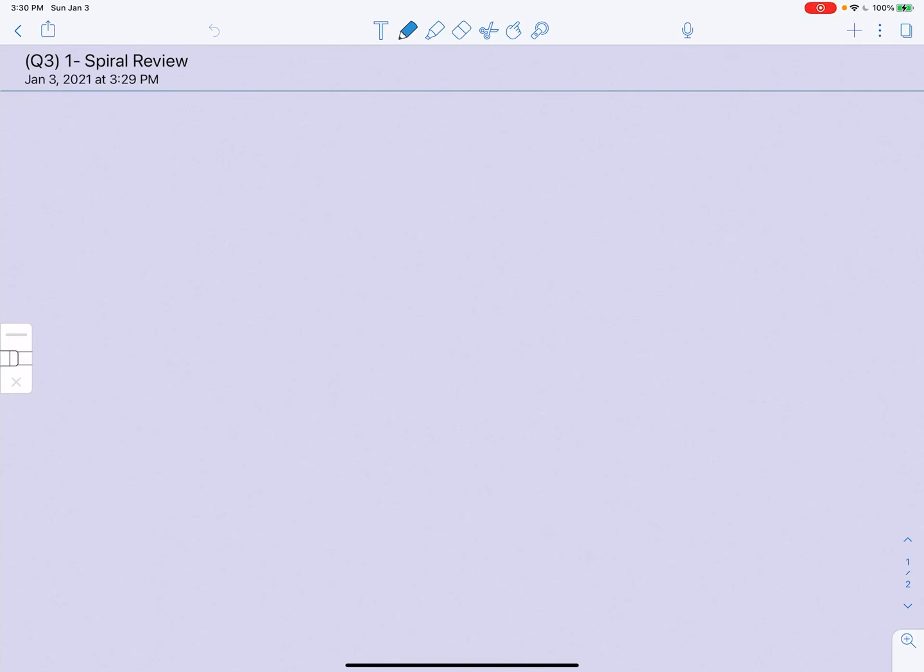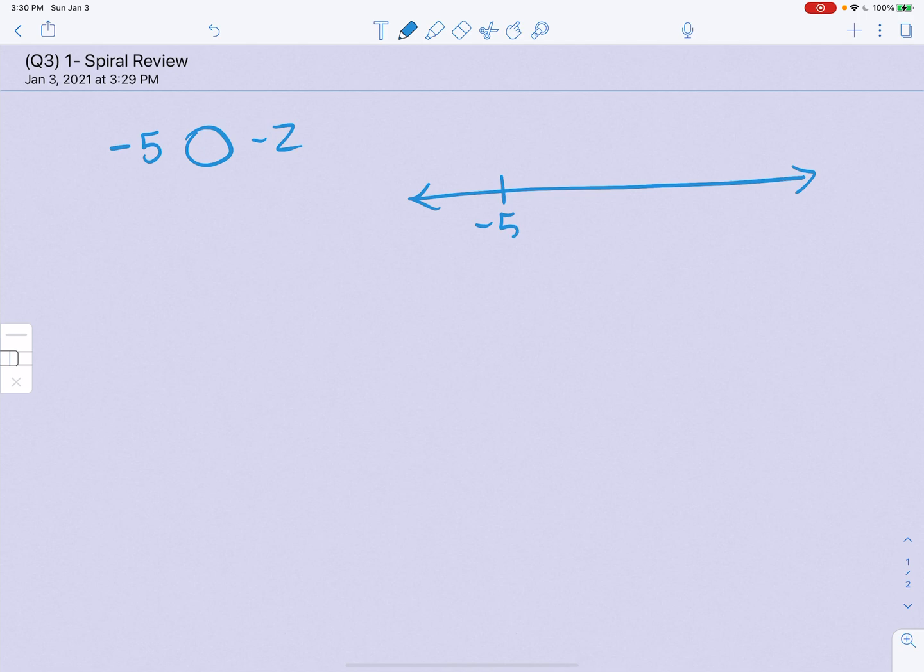We are doing our number 1 spiral review. We are starting with compare the numbers. We are comparing the numbers -5 to -2. So if I put my number line, I'm going to put my -5, I'm going to put my -2. I'm going to remember that my 0 is way over here.